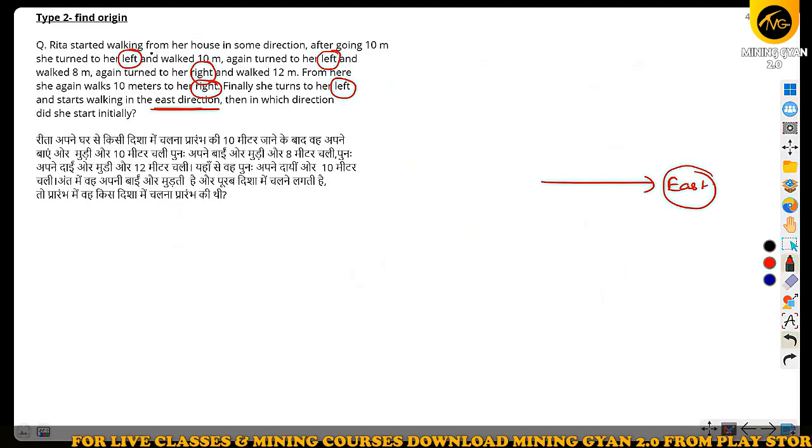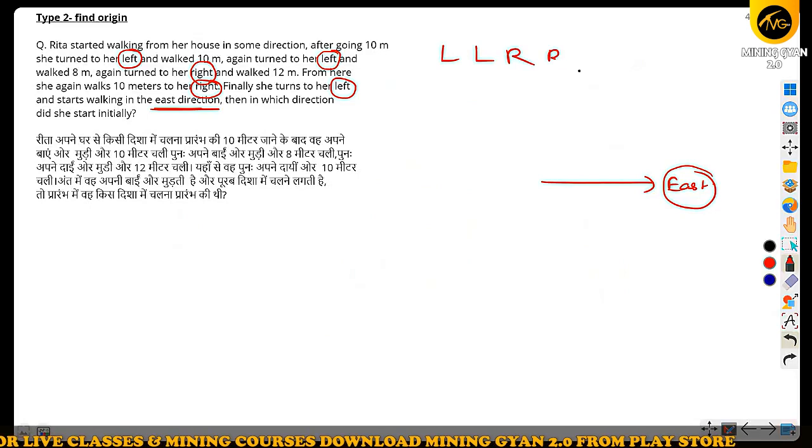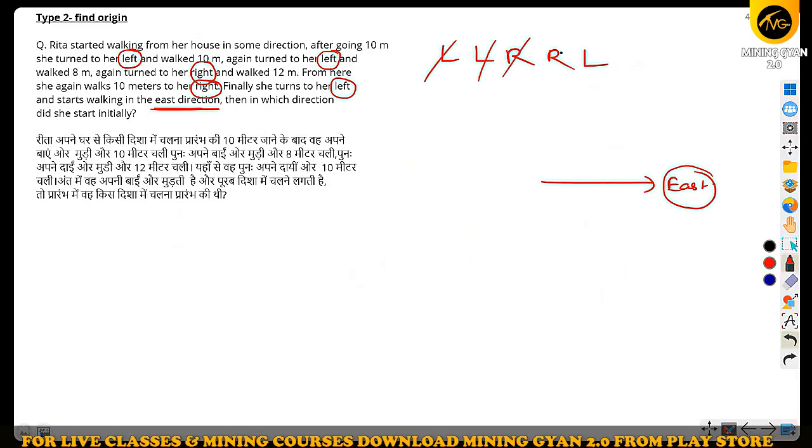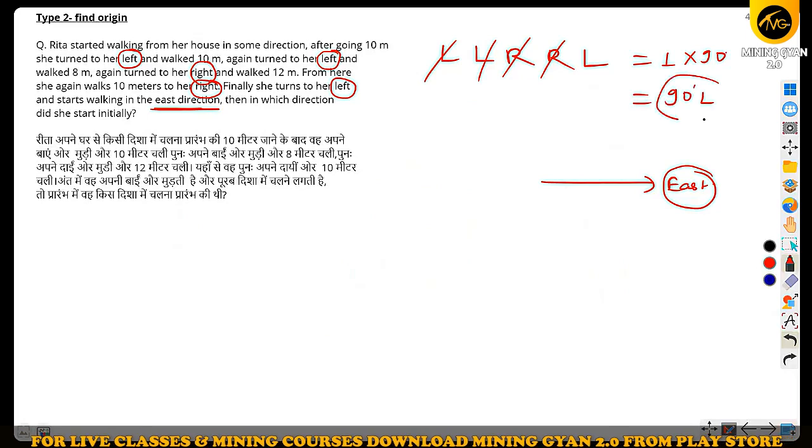Now write down the turning directions. First she turns left, second time again left, third time right, and fourth time right, and the last time left. So cancel out: left, right, left, right. So only one left direction remains. It will be 1 into 90 degrees, and 90 degrees is the left direction. Okay.